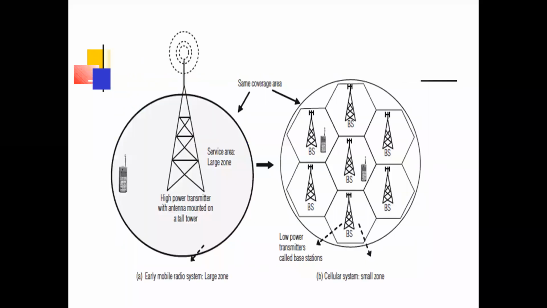Coming to early mobile stations, the early mobile radio stations were used for large areas and used high transmitting antennas.